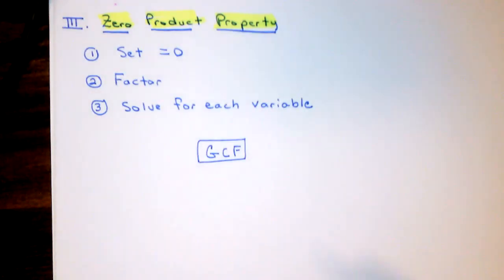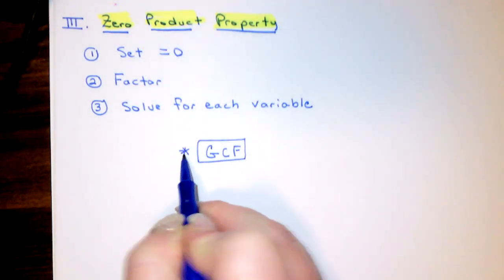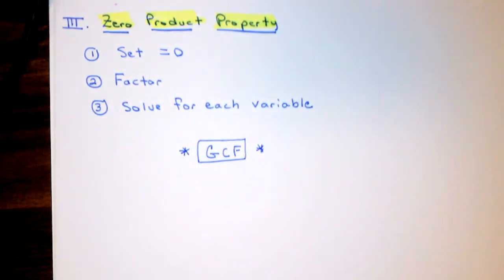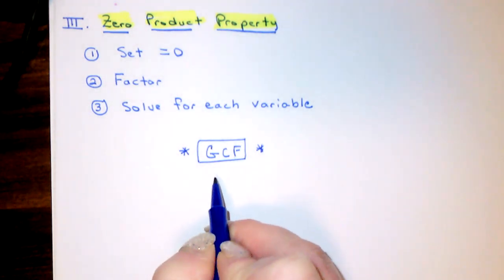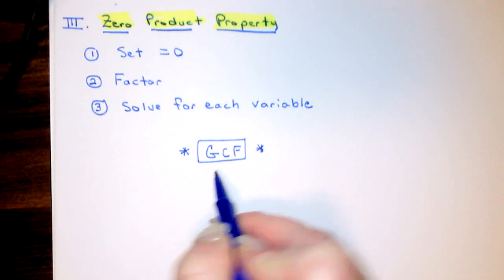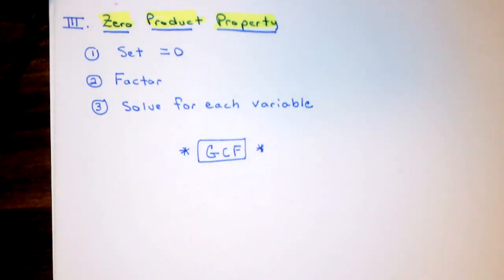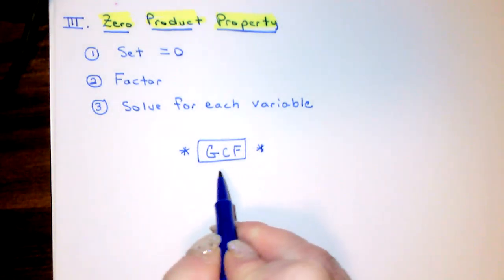When you do factor, the thing that you always do first is you want to see if something goes into all of the parts of the problem. So you're going to look for what's called a GCF. Okay, so that's what you're going to do first, is always divide and reduce that.